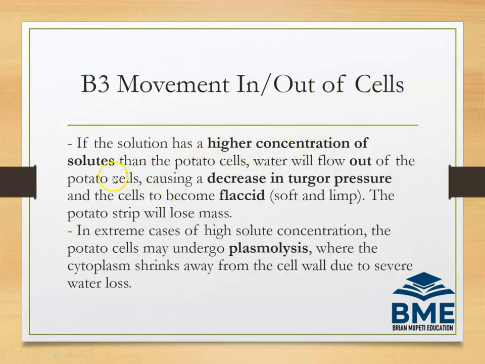If the solution has a higher concentration of solutes than the potato cells, water will flow out of the potato cells, causing a decrease in turgor pressure. The cells would become flaccid, which means that they'll become soft and limp. The potato strip will lose some mass. In extreme cases of high solute concentration, the potato cells may undergo something called plasmolysis. This is a situation where the cytoplasm shrinks away from the cell wall due to severe water loss.